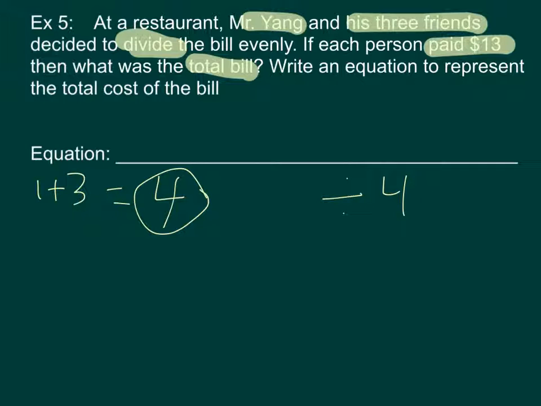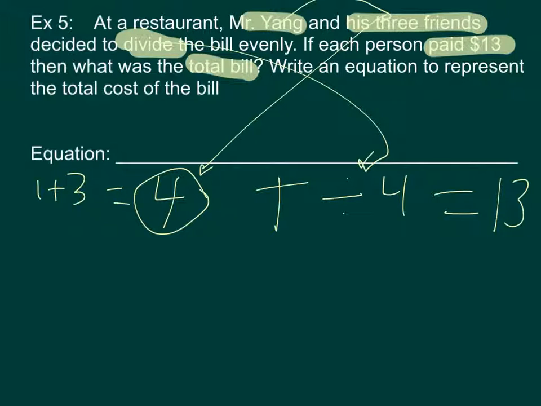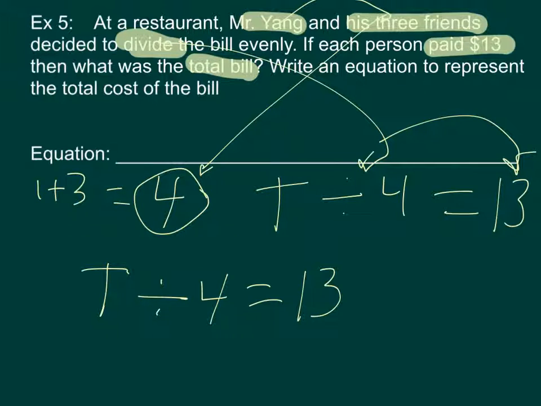If each person paid $13, what was the total bill? Okay, see how I did that? Mr. Yang and his 3 friends. That's 4 people. They decided to divide the bill among themselves. Each person, once it was divided by 4, paid $13. So, back from the front. The total bill divided by the 4 people who ate dinner equaled $13. Got it? Good.